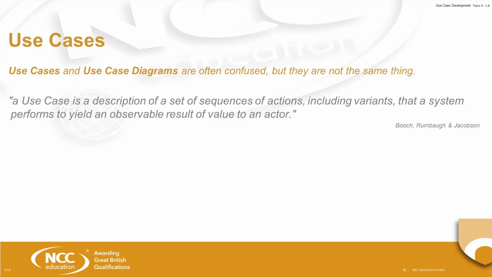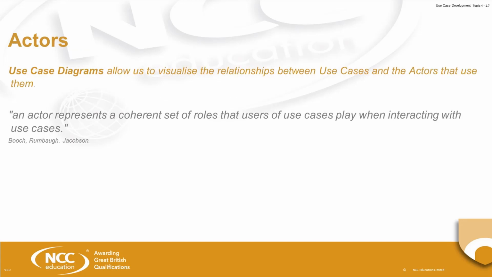So a use case is a description of a set of sequences of actions, including the variants, that the system performs to yield an observable result of value to an actor. So the result of a use case occurring is observable. Something has happened, something has changed, and that result is of value to a user, or an actor as they're called in UML. So we've mentioned actors.